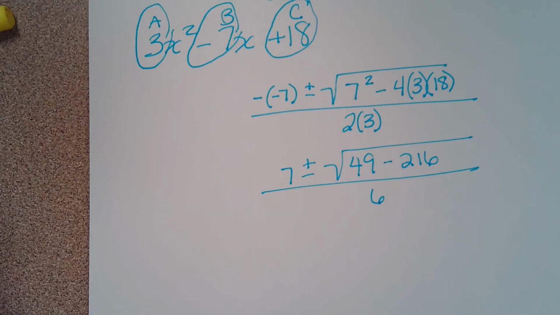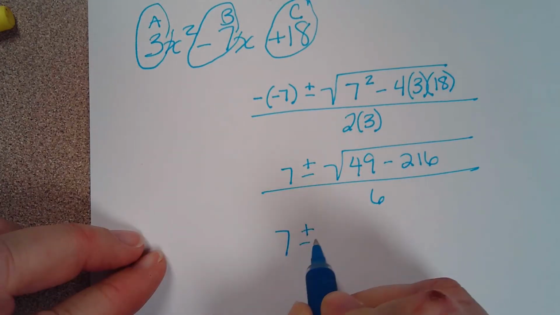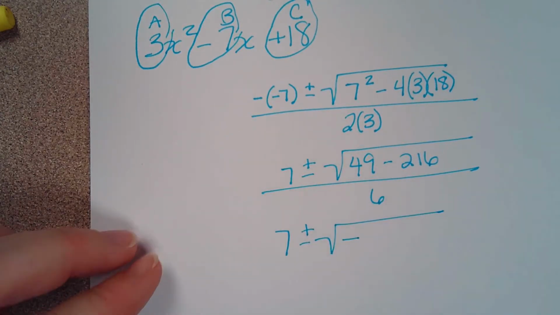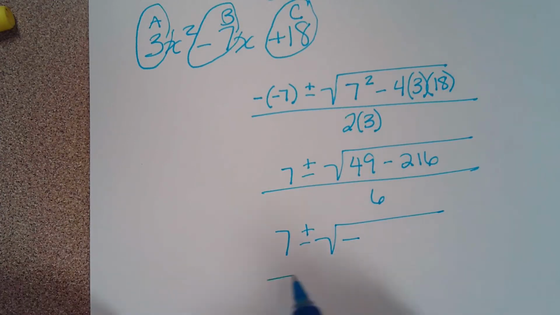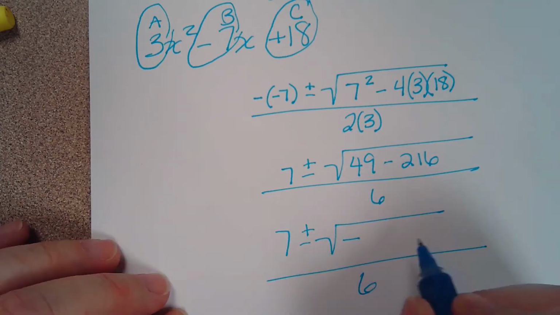Do you see our issue, anybody? Okay. It's going to be negative. So what is my negative number? It's going to be square root of negative what? So who wants to subtract that for me? Who has 49 minus 216? Erica's done her part, someone else can answer. Negative what? Thank you. Negative 167.